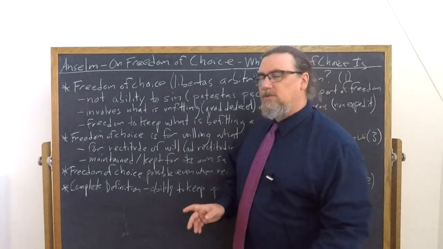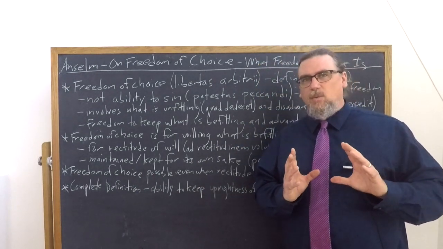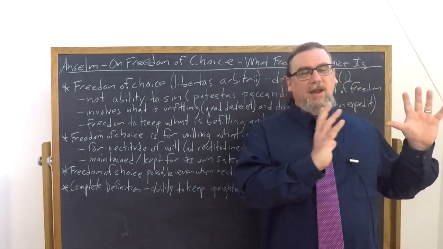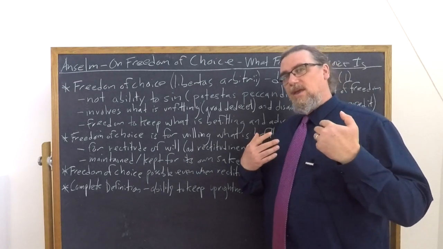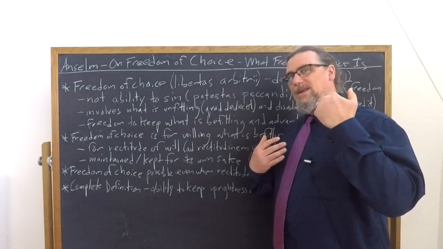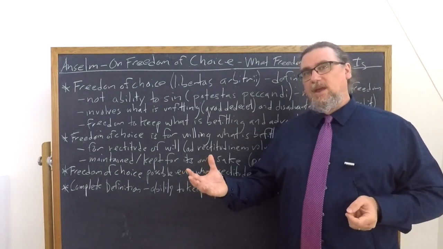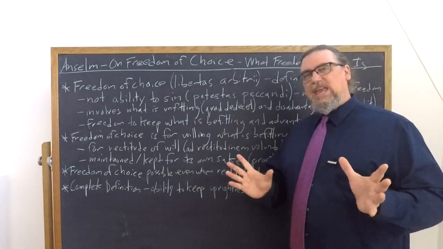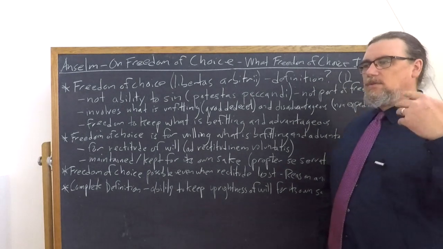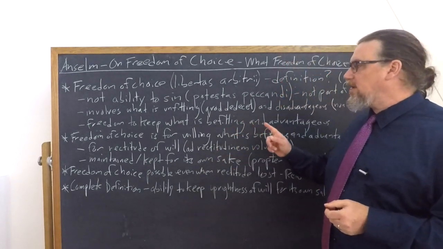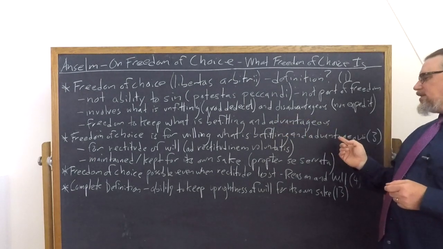So we've got two different conceptions here. Is freedom being given so that they can will whatever it is that they want to will and be able to do it? Or is it being given so that they could will what is good for them and what they ought to will and what is advantageous? This is a key dividing point. If you follow Anselm along here, he's going to say that we can connect all these things together. Freedom of choice is for willing what is befitting and advantageous.